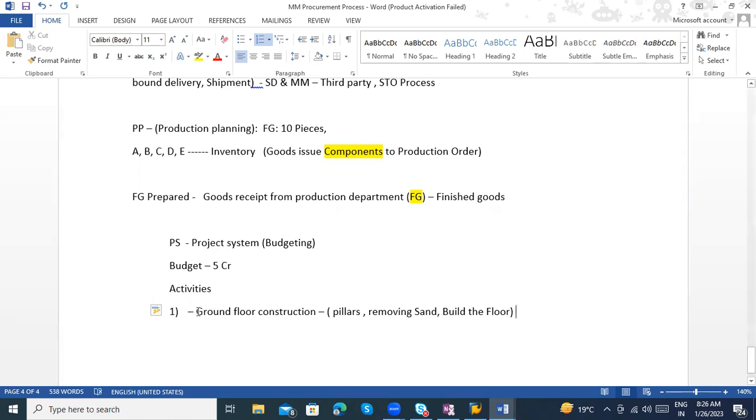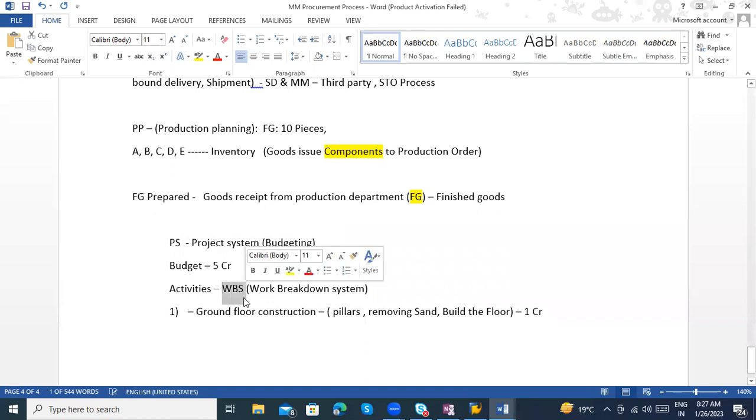When I'm going with the ground floor construction, the cost will be, let's assume, 1 crore is my target budget. So dividing these activities, we call it WBS, work breakdown system. When the project system team gets a project, they divide their activities into different WBS.